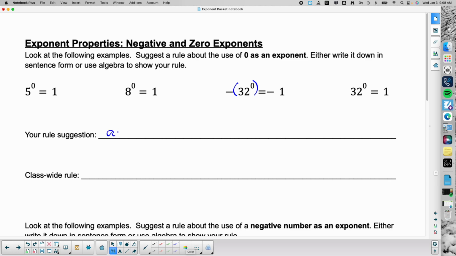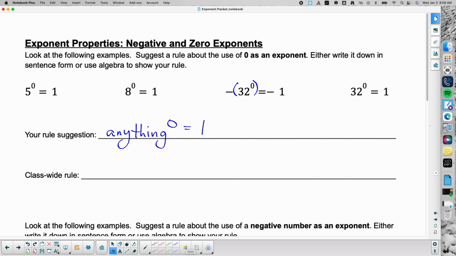So anything to the 0 power equals 1. No matter what you have, if you take it to the 0 power, the answer is 1. It 100% feels wrong. It feels like the answer should be 0. But that is correct. I can show you why later, but I don't want to kill you off yet.